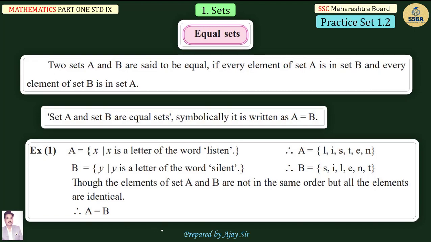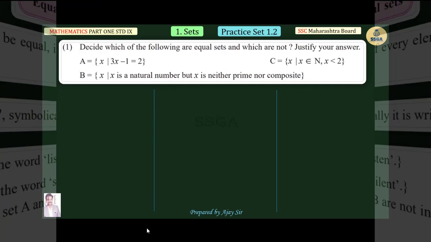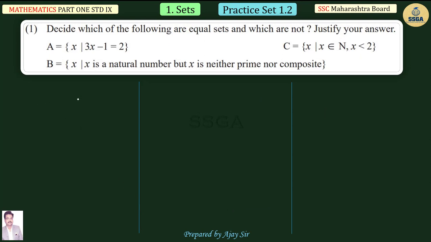Now let us start practice set 1.2. First question, decide which of the following are equal sets and which are not. Justify your answer. 3 sets are given, A, B, C. These sets are given in rule form. So you have to first find the elements of each set and check whether all these elements are identical or not. Then we can decide whether the given sets are equal or not.